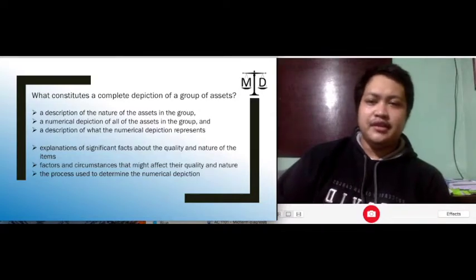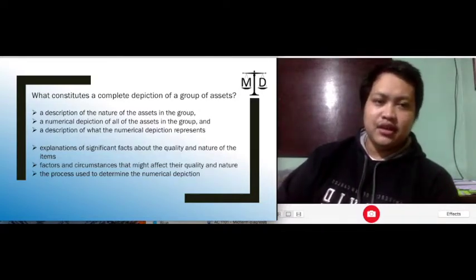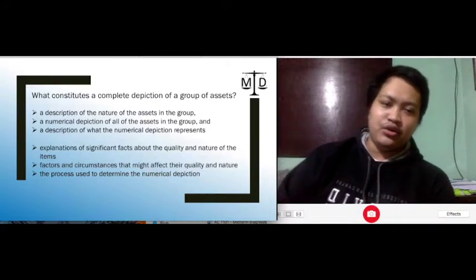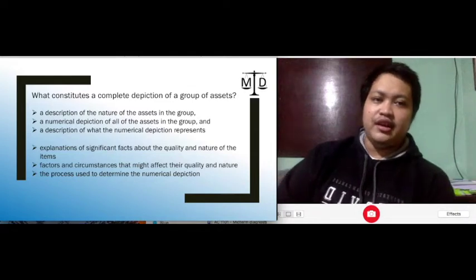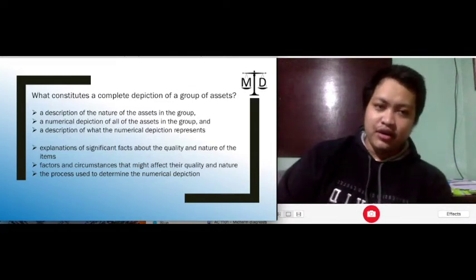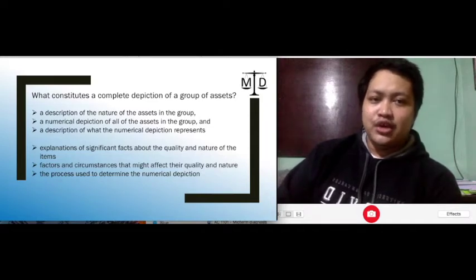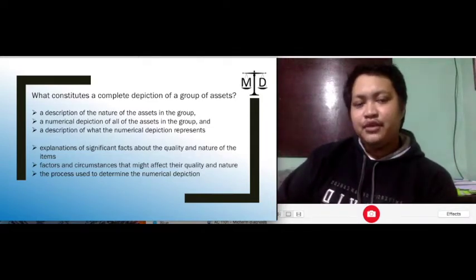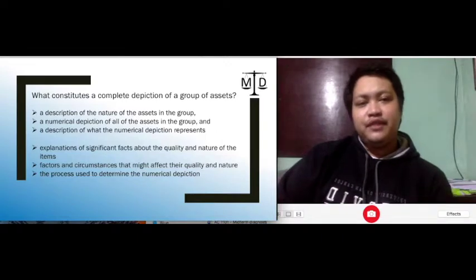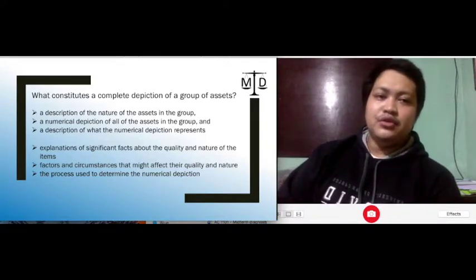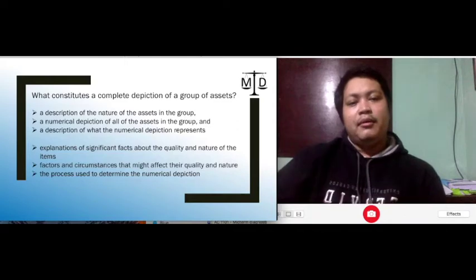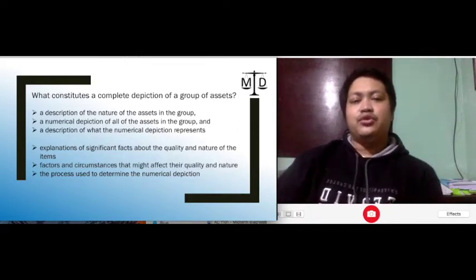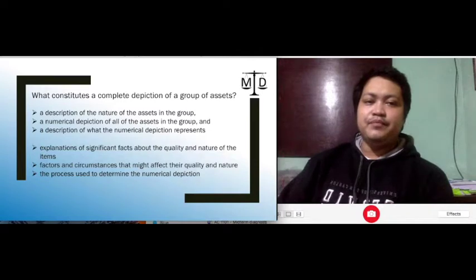While the third one is a description of what the numerical depiction represents. Normally this is complied with in your notes to the financial statements, whether the amount presented in the financial information is a historical cost, a fair value, or some other measurement. So actually, the requirement of completeness for financial information is easily complied with in the financial reports simply by the use of common account titles, by presenting the amounts representing the values of those assets, and by providing the necessary disclosure in the notes to the financial statements.